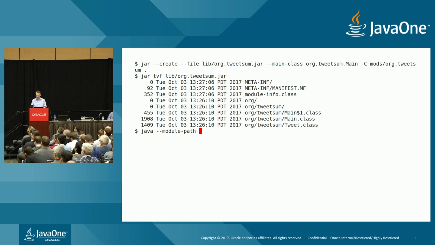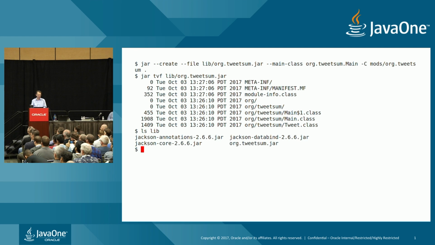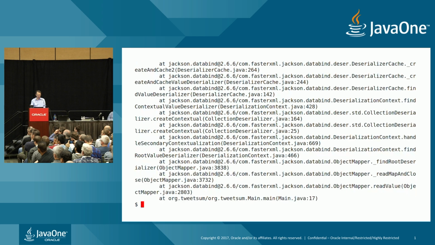We're going to run it with the module path lib. So remember, in lib we now have our Jackson annotation jar files unchanged, just downloaded from Maven Central, and the tweetsum jar file that we just built. We'll say java module path lib and ask it to run the tweetsum application, and we get an exception. Oh no, what happened?